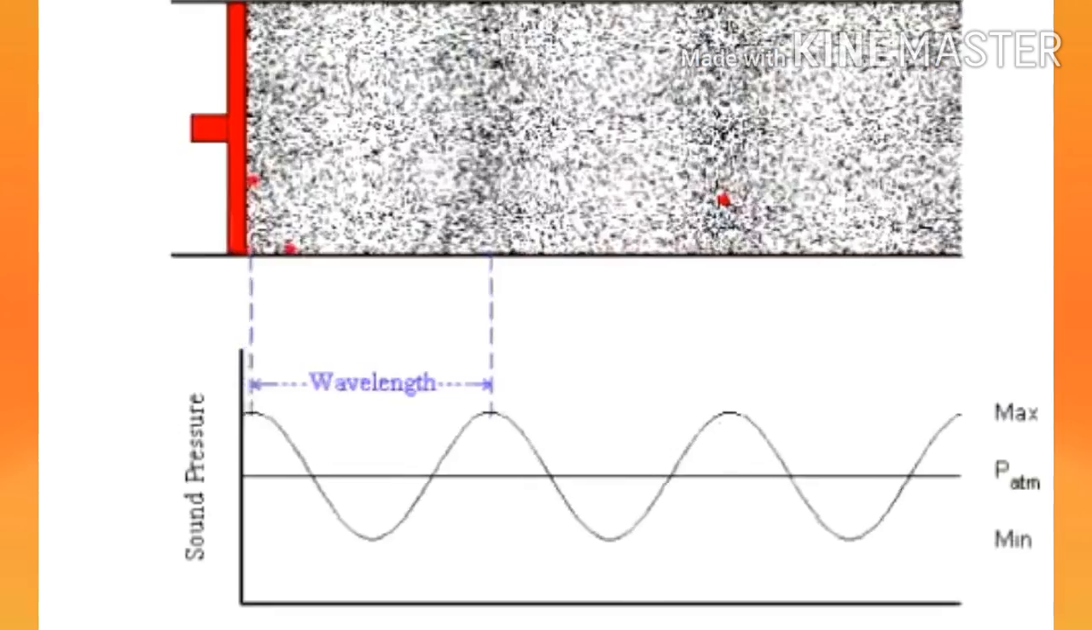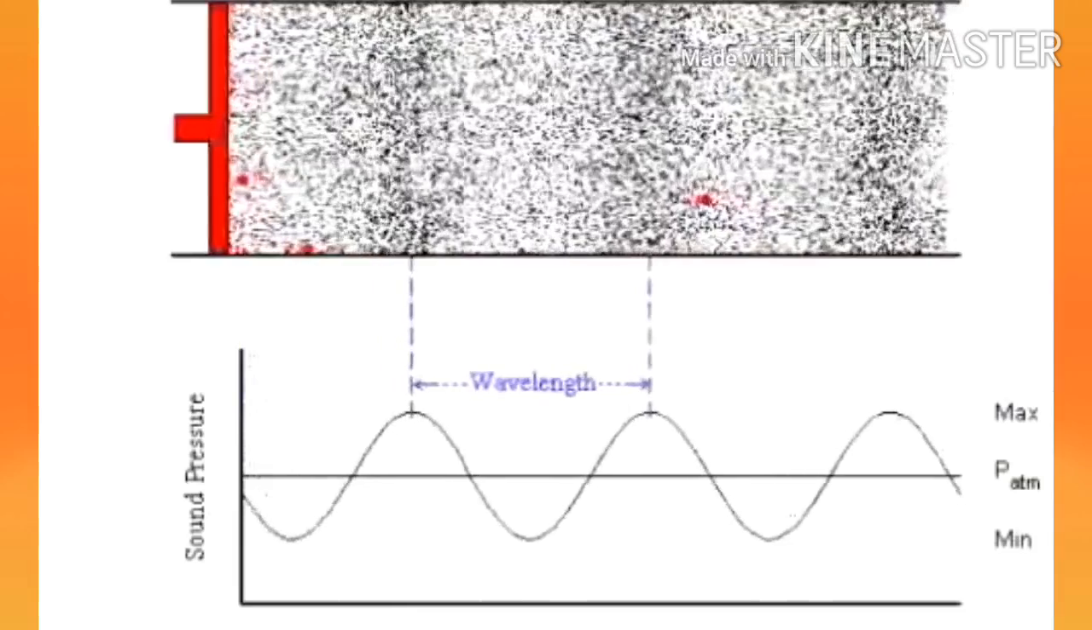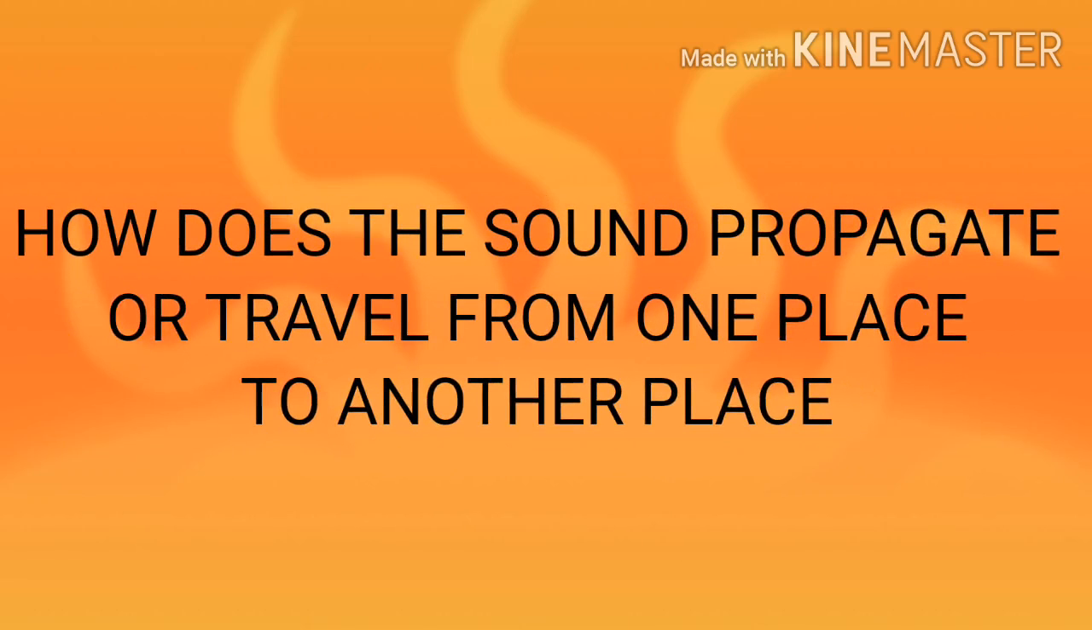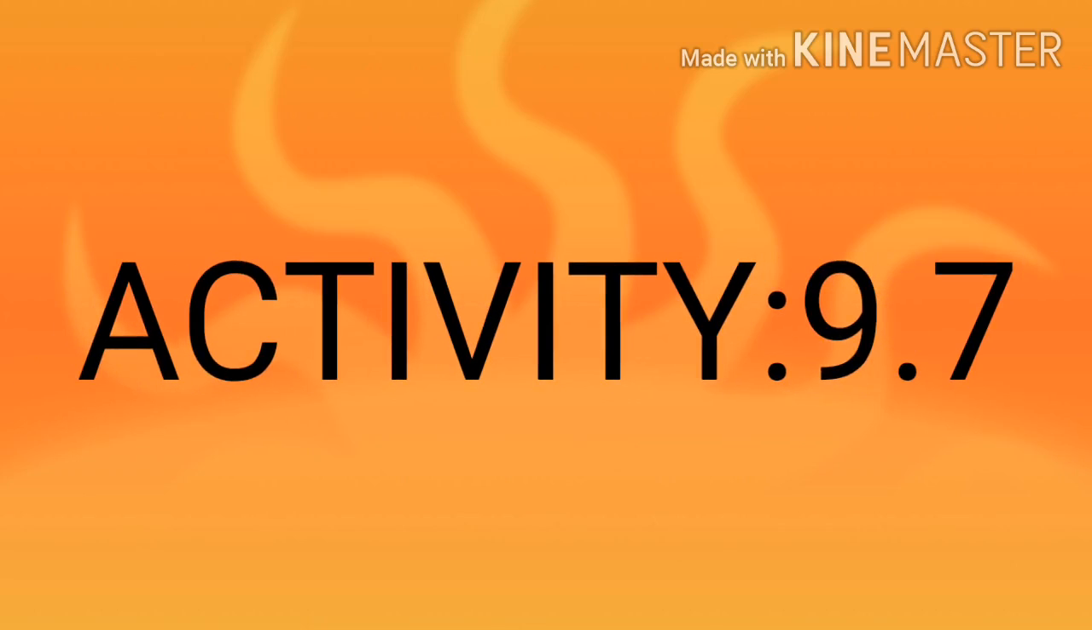How is it possible? How does sound travel from one place to another place? How does the sound propagate? We can understand this in a better way by seeing activity 9.7. Once you do this activity, you will come to know how sound is traveling in a medium from one place to another. And my dear students, this activity is very safe for you, and you can do it at home.